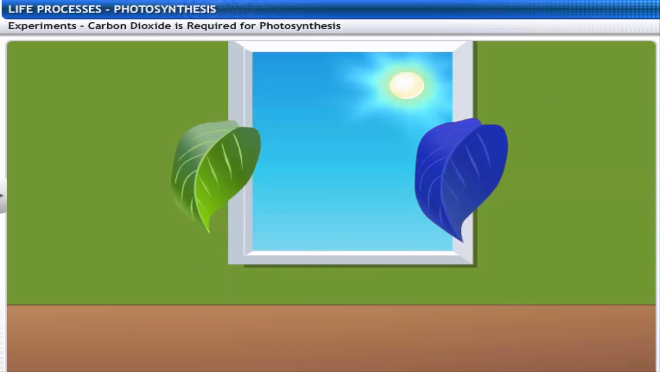The leaf which was exposed to air turns blue-black. This shows that starch was formed by the process of photosynthesis using carbon dioxide in the bell jar.